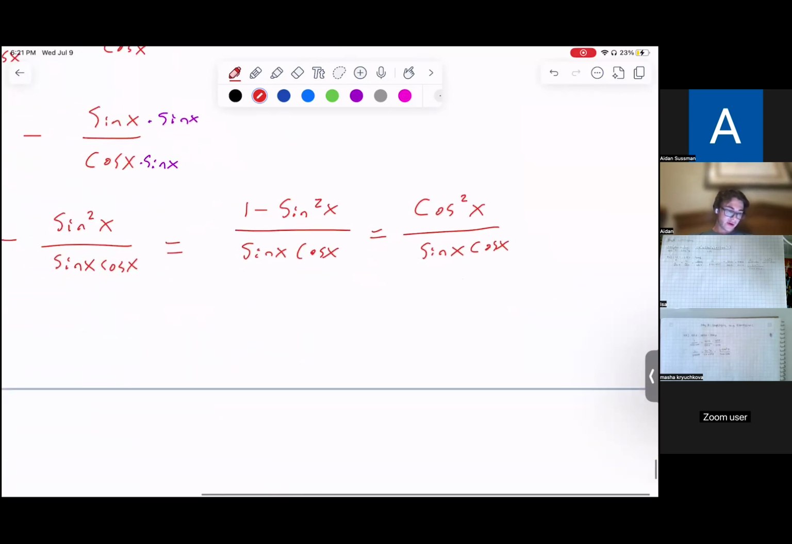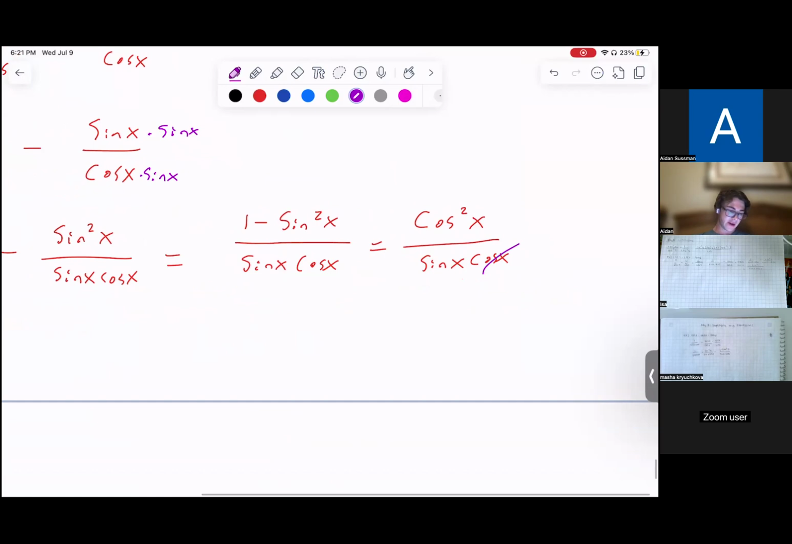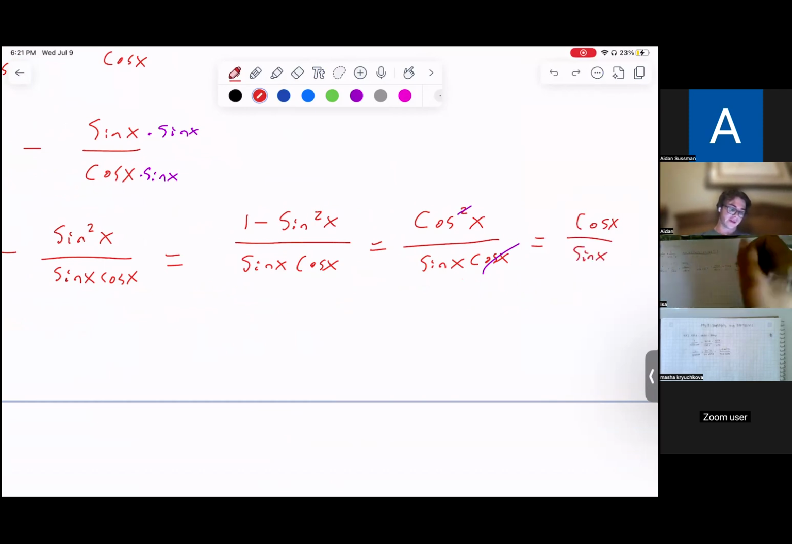So then, Helena, does something cancel out? Can I make this simpler now? Yeah, the cosine, I think. Yeah, cosine down here and just one of the two cosines up here. So now that's equal to cosine on top and sine on bottom. And what is this equal to? Is that something that we know?